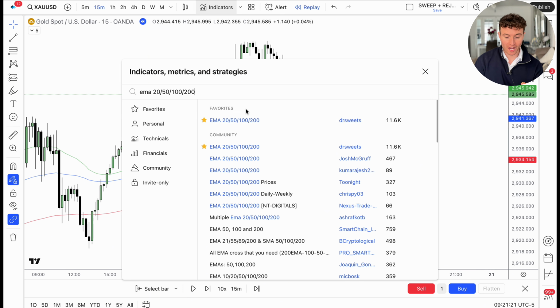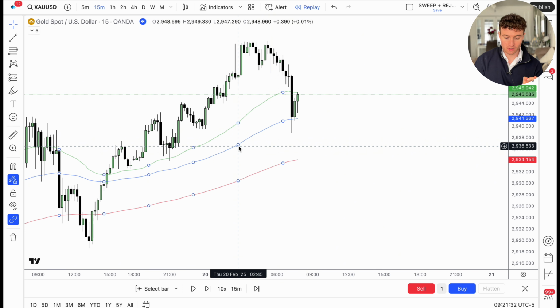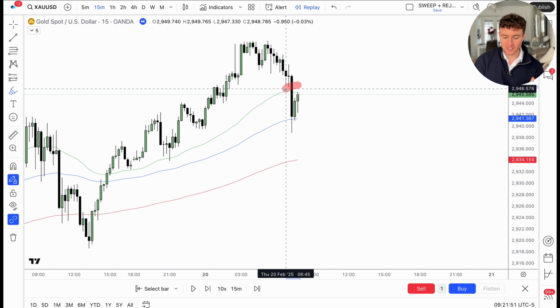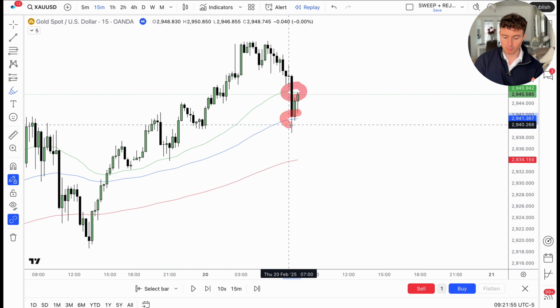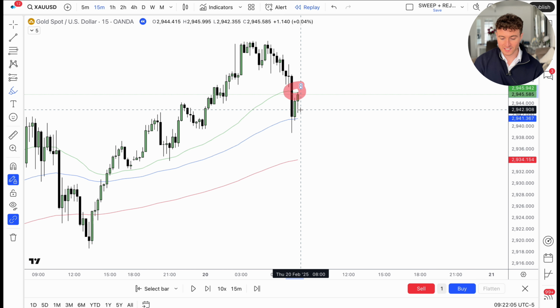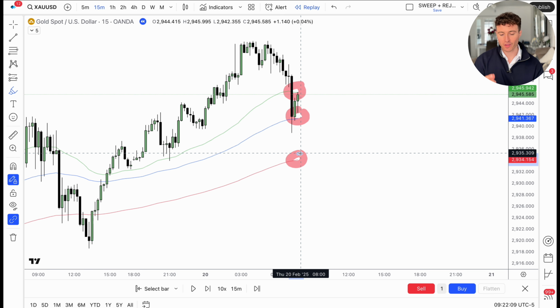Add that to your chart, add that to your favorites. Once it's on your chart, double click the indicator and deselect the top one. This is the 20 EMA, we do not need that. So all that we have is the 50, 100 and 200. The 50 is in green, the 100 is in blue and the 200 is in red. When the 50 is greater than the 100, which is greater than the 200, this indicates that we are long bias on this market. And simply put, that just means the trend is to the upside.